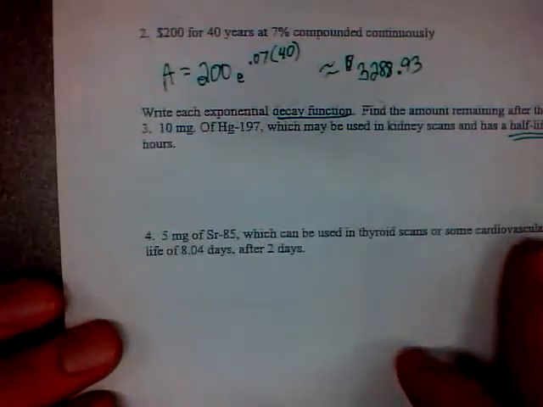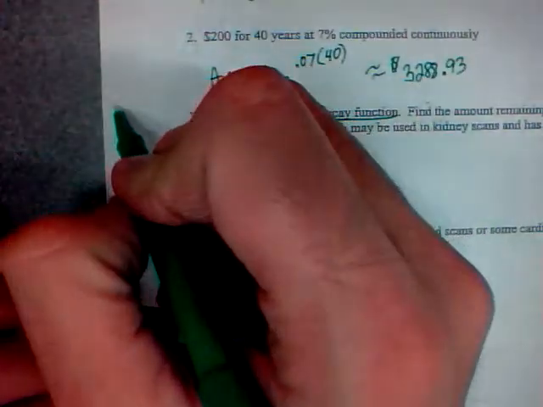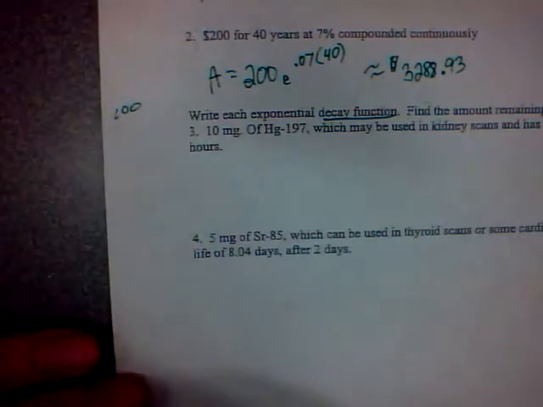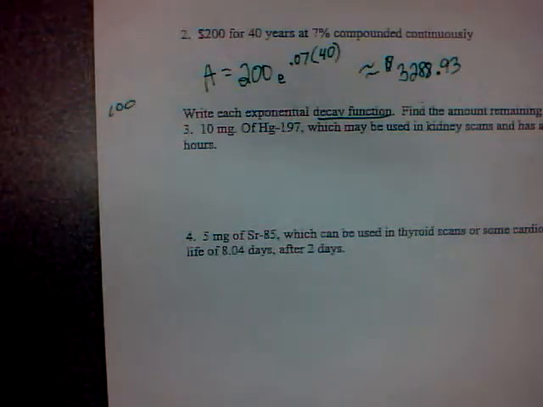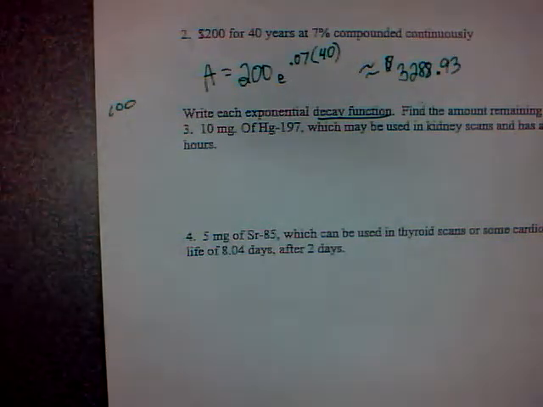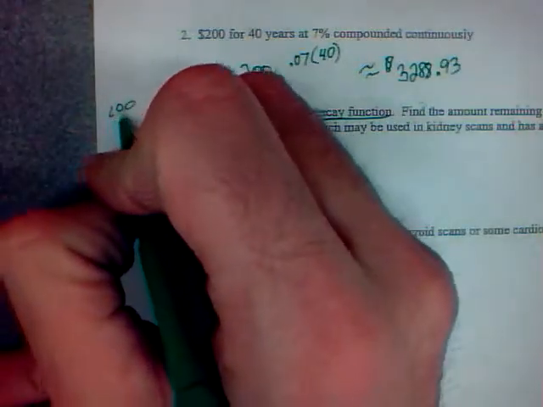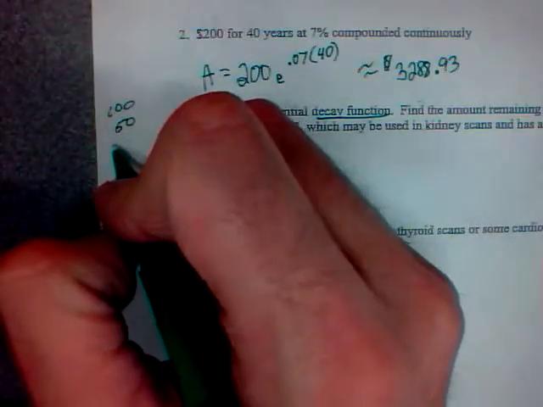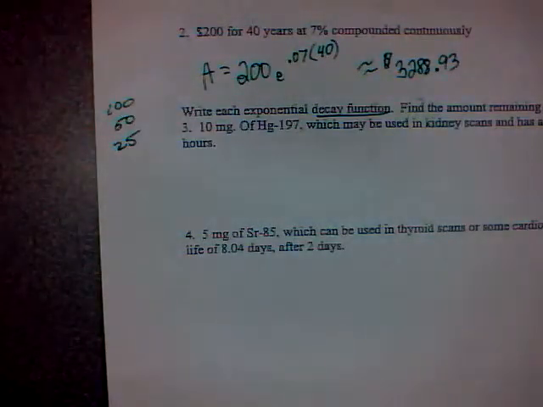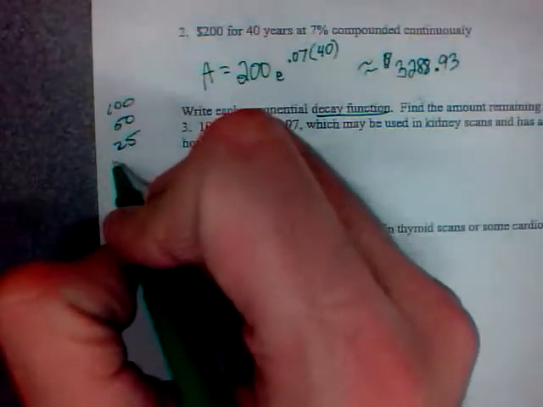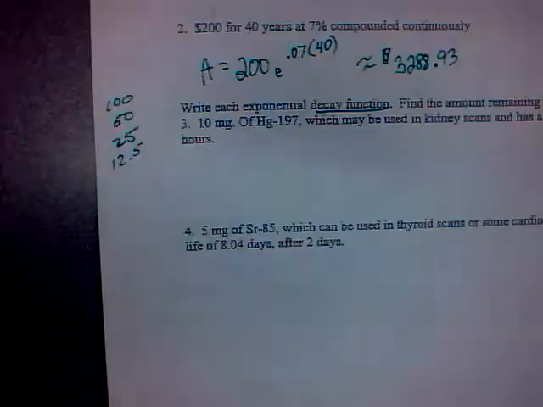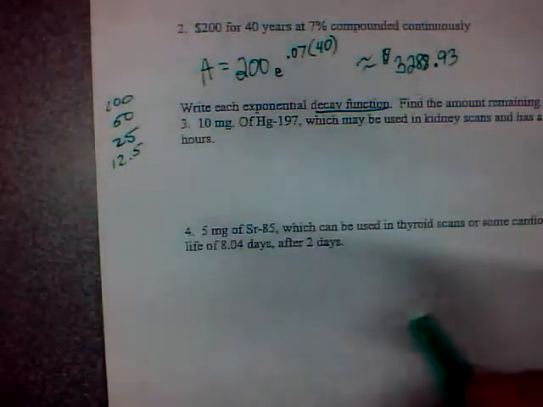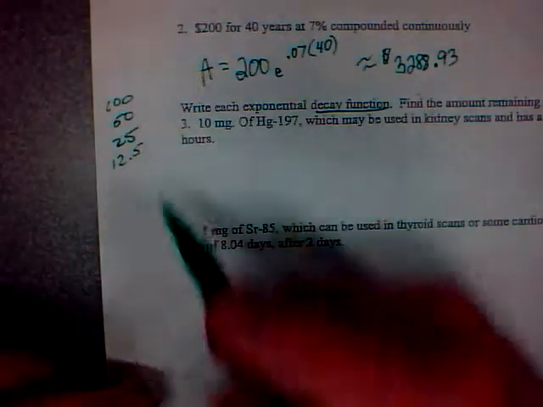Okay, so if we just look at a case, if we had 100 of something, and we said half of it's going to disappear every 24 hours, well, after the first day goes by, your 100 would turn into 50. After a second day goes by, your 50 would turn into 25. After another day goes by, that 25 would turn into 12.5. And it would keep going down and down and down by half every single day. Okay?